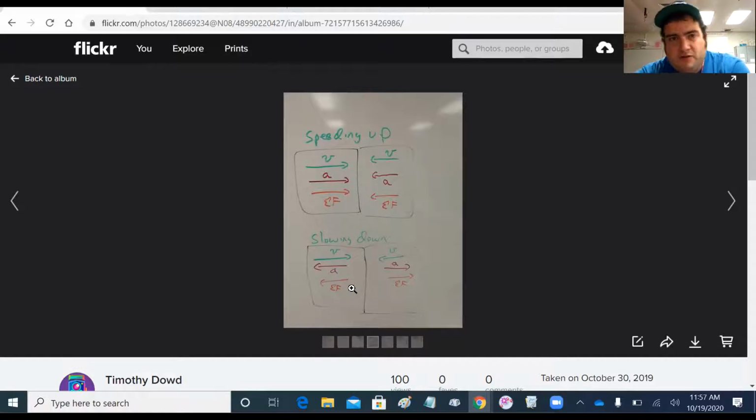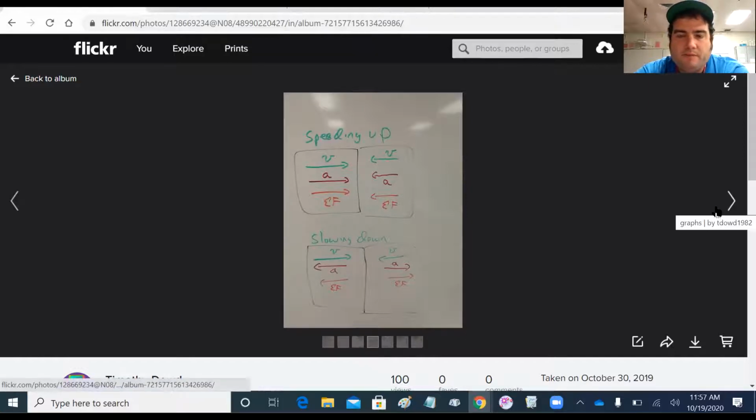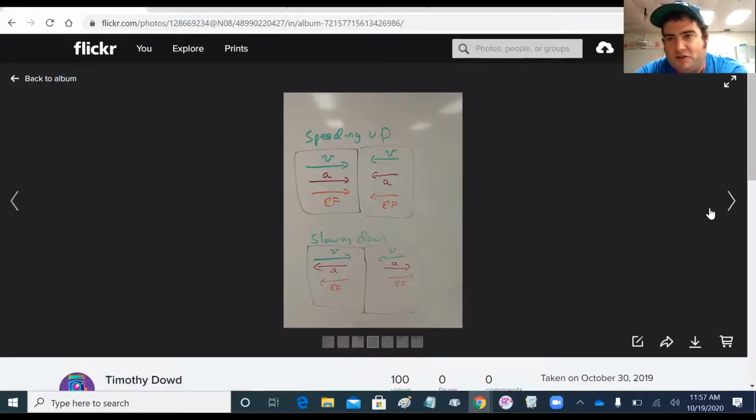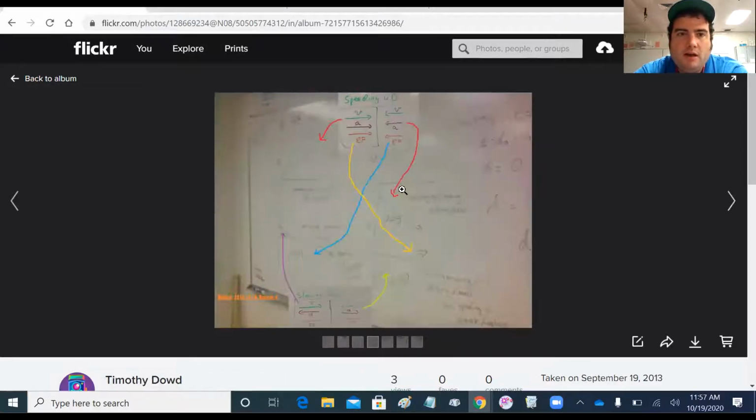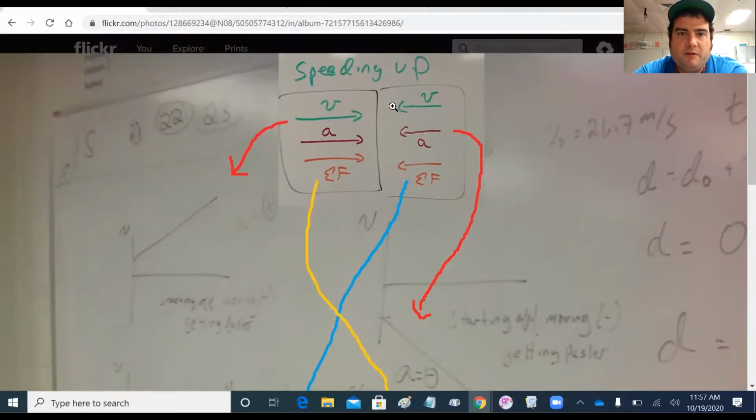The other pattern students noticed was that if I'm speeding up, my velocity, acceleration, and net force are all in the same direction. If I'm slowing down, my velocity is in one direction and the other 2 are in the other direction. So I asked students to sketch graphs of what velocity versus time would look like for these 4 situations. And here's what we came up with.